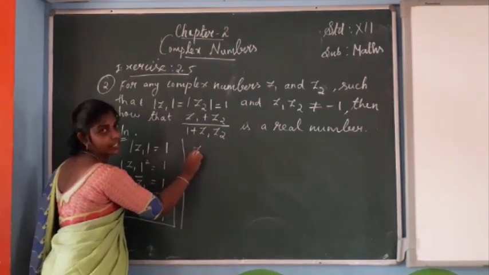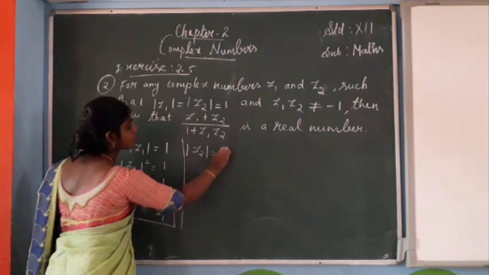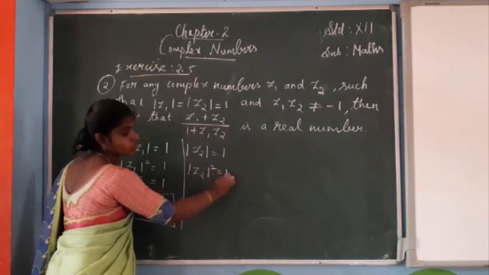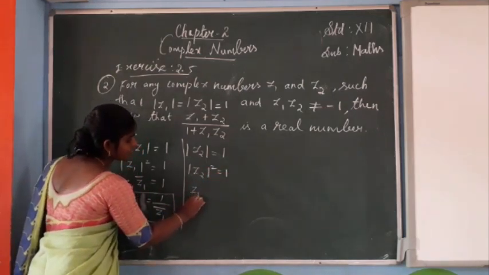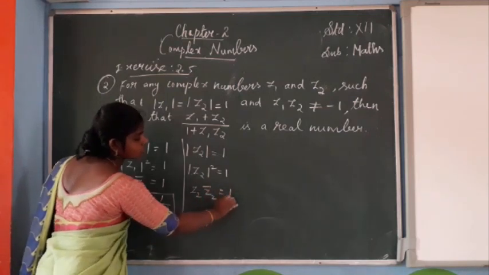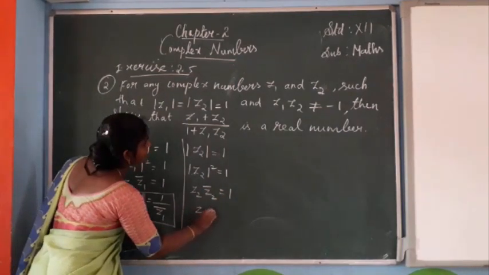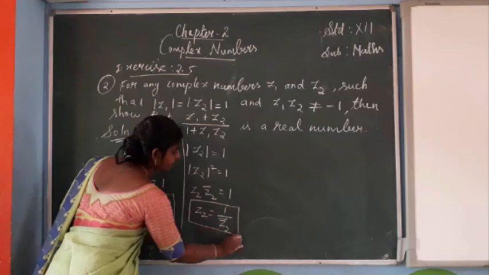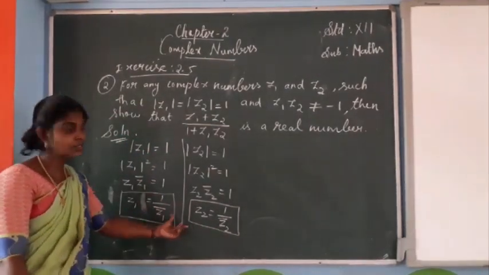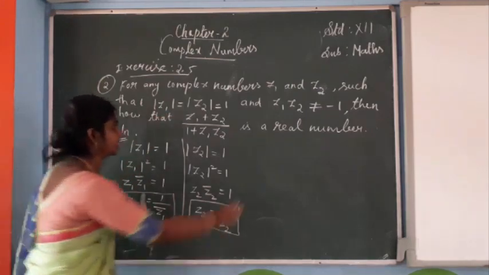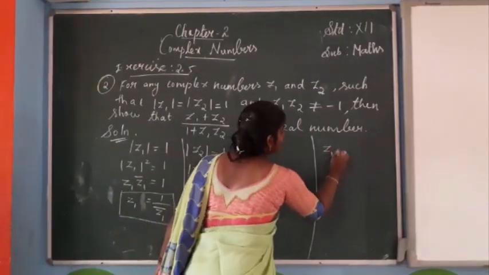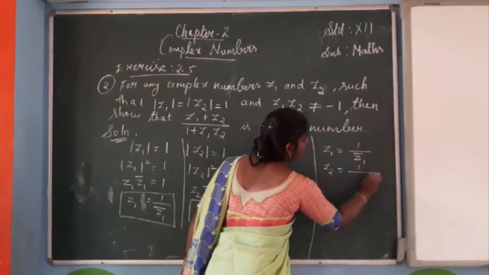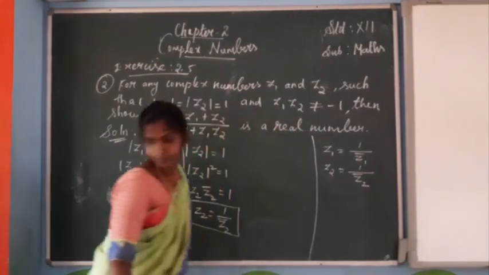Next we can find Z2 value. Modulus Z2 is equal to 1. So we square this term: Z2 the whole square is equal to 1. So Z2 into Z2 bar is equal to 1. So Z2 is equal to 1 by Z2 bar. This is for Z2 value. Knowing the two values, you have to substitute the values in the question. We can write these answers here: Z1 is equal to 1 by Z1 bar and Z2 is equal to 1 by Z2 bar.